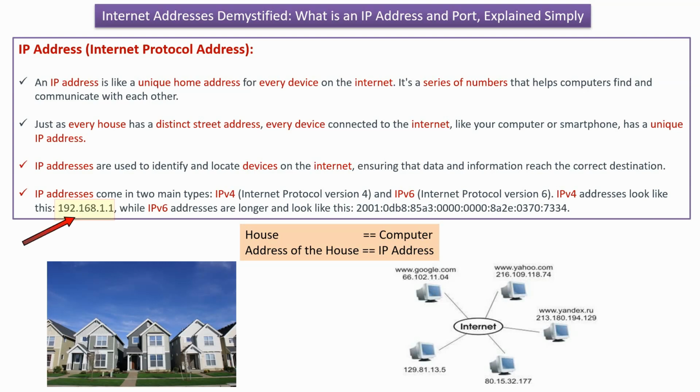IPv4 addresses look like this. Here you can see the example. And IPv6 addresses are longer. And here you can see the example. In this analogy, each house on the street is equivalent to each computer on the internet, and the address of the house is equivalent to the IP address.